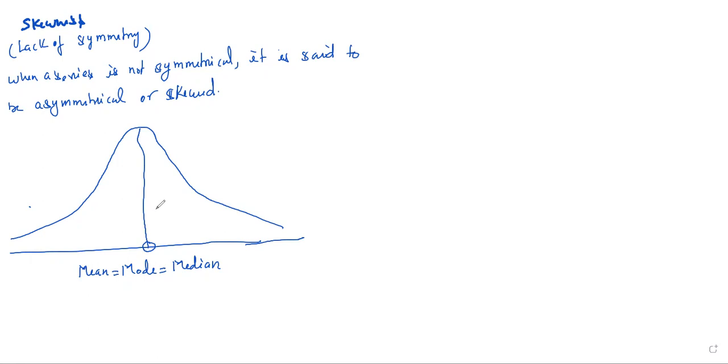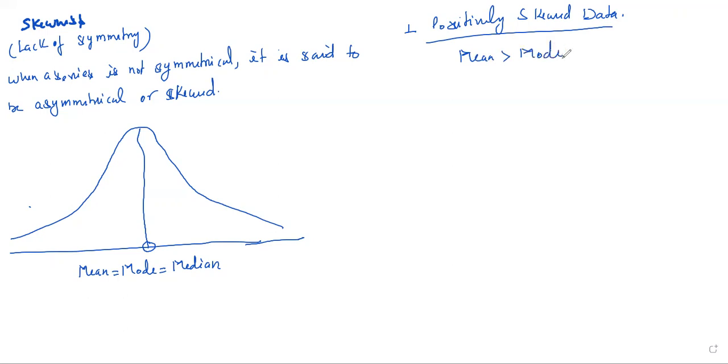But what happens when this is not symmetrical? So we may have two options. One is positively skewed data and the other is negatively skewed data. So see what is positively skewed data. First is positively skewed data, a positively skewed distribution. So when mean is greater than mode, then this data is positively skewed. See how.